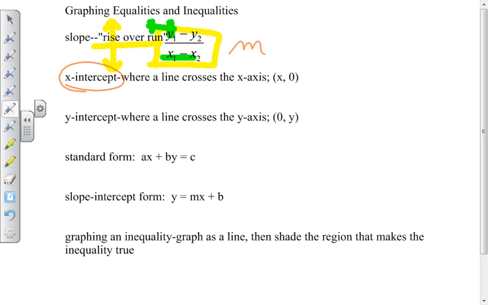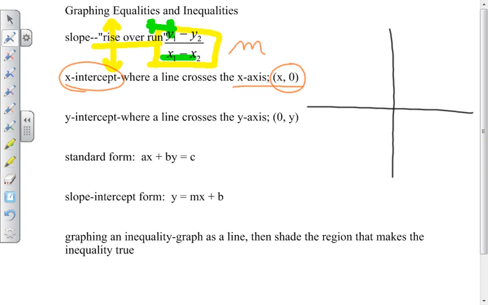X-intercept is where we cross the x-axis. It is the ordered pair (x, 0), some number x, 0. If you think about the axes, the x-intercept crosses right here, and every point there has the ordered pair (some number x, 0). This one happens to be negative. Over here it would be some positive x, 0.